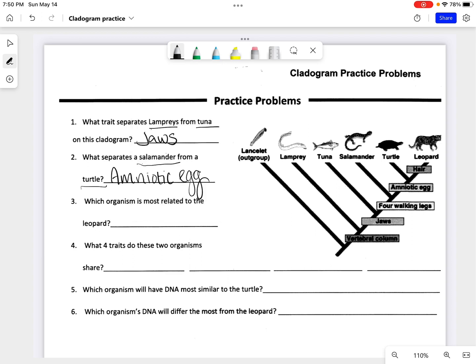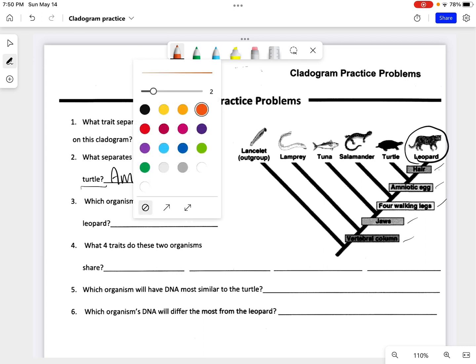Then let's go ahead and look at number three. It's asking us which organism is most related to the leopard. So if I look up here at my leopard, the leopard is branching off of the main line, so I would go back through my main line. That leopard has hair, an amniotic egg, 4 walking legs, jaws, and a vertebral column.